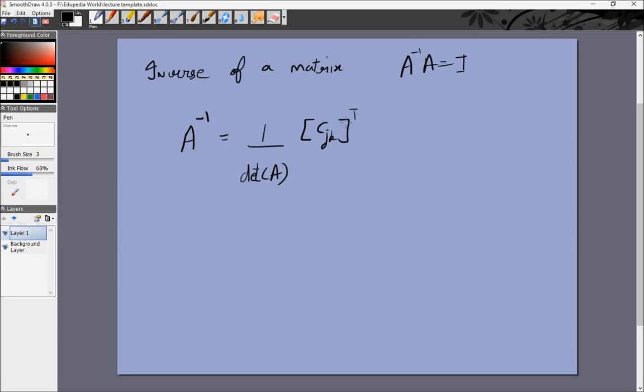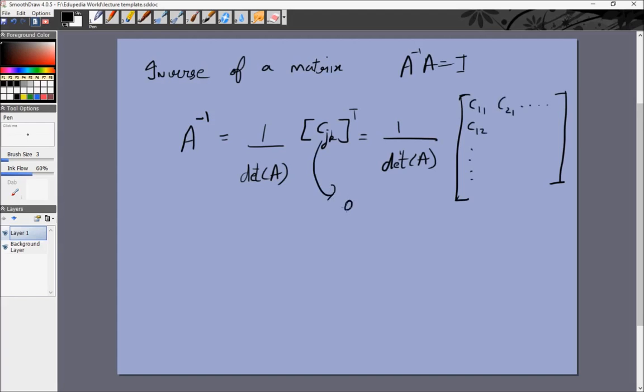This transpose is important. A lot of times students forget this transpose and it gives the wrong answer. What this means is it is equal to 1 by determinant of A times, this is a matrix now. See, the inverse of a matrix will not be a determinant. The inverse of a matrix will be a matrix. So it will be C11, C12, dot dot dot, C21, dot dot dot. What is C? C is the cofactor. We've already seen what that is.